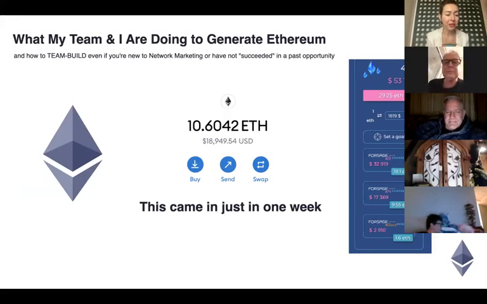So what my team... my mouse. I'm trying to find my mouse. Okay. So this just came in 1 week. This was whatever the price of Ethereum was. Okay, it was about $1,819.